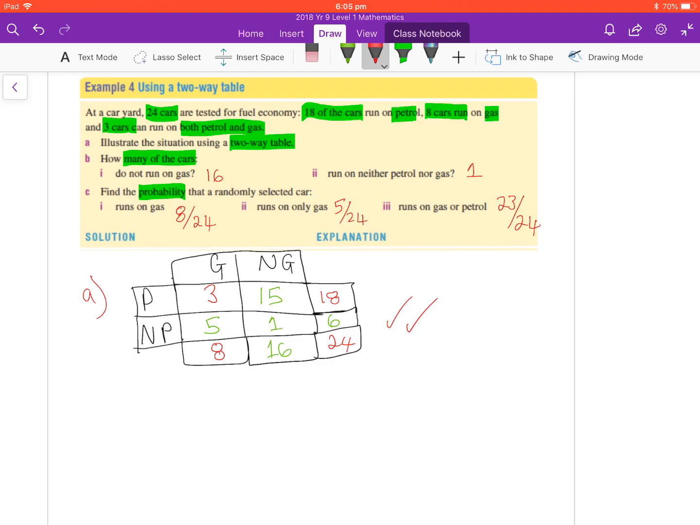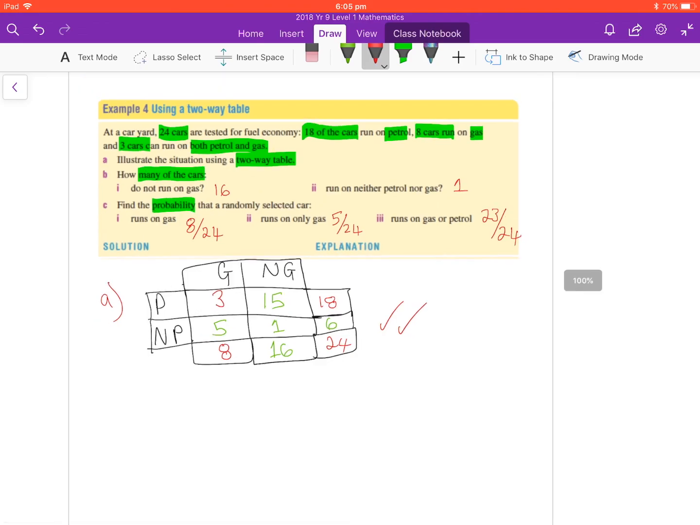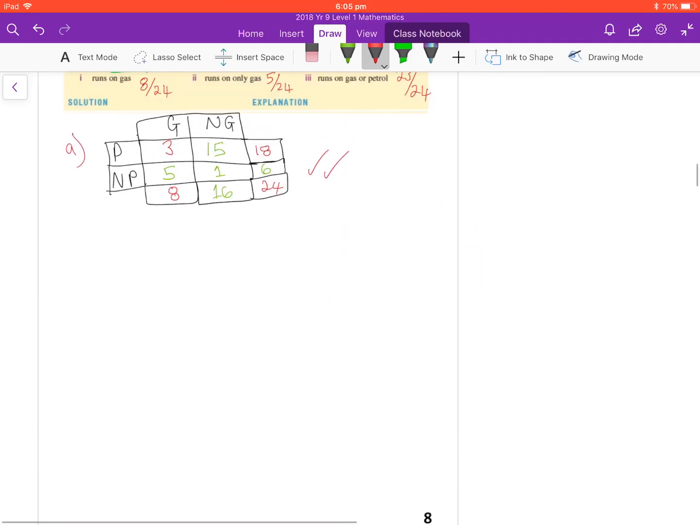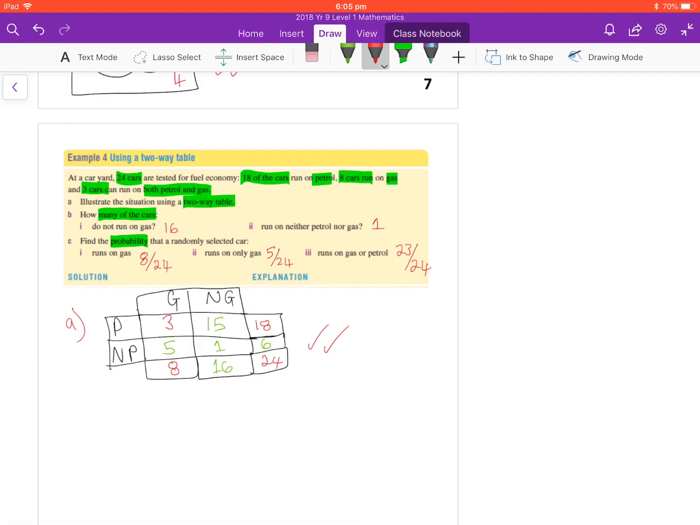Hopefully, by looking at how my answers came out, you can see where I got them in my table. And that is how you work the two-way table. All right, so I wish you all the best for answering the question.